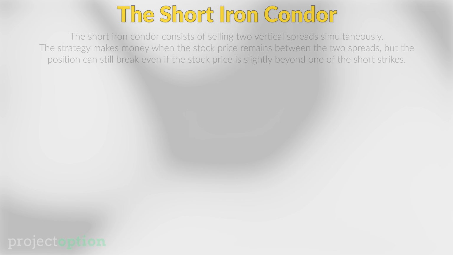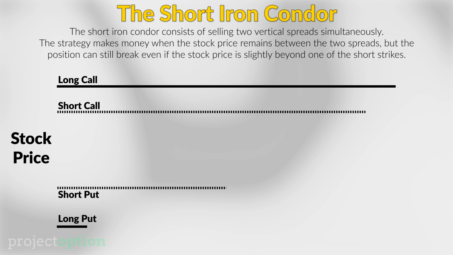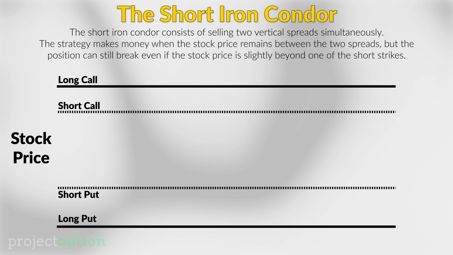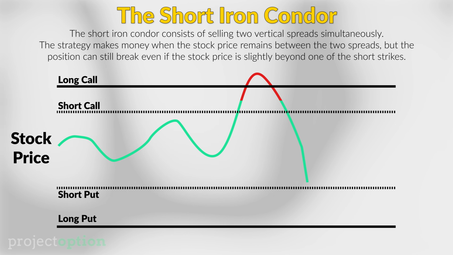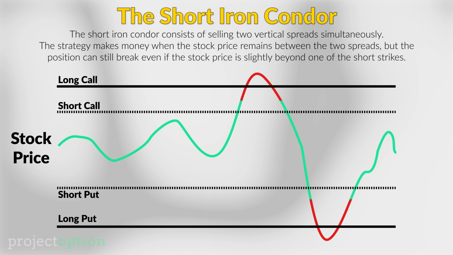So let's move on to the next strategy, which is the iron condor, which is a very popular option strategy that consists of trading two vertical spreads at the same time. The most common way to trade an iron condor is to sell the iron condor, or short it, and that is done by selling a call spread and selling a put spread, with both of the spreads being out of the money. And the way that you make money on that trade is if the stock price remains in between those spreads as time passes.